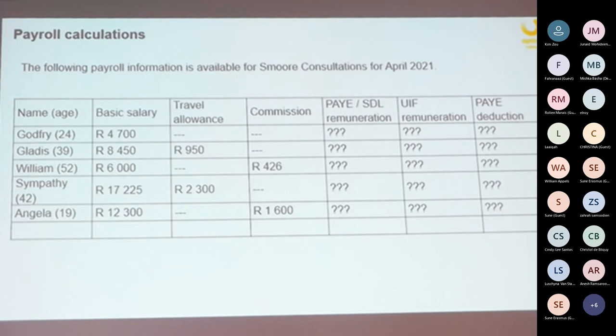That was four. Five, deduct the rebate, or rebates. Six, deduct the medical aid tax credits. Seven, deannualize, and that means divide by 12.